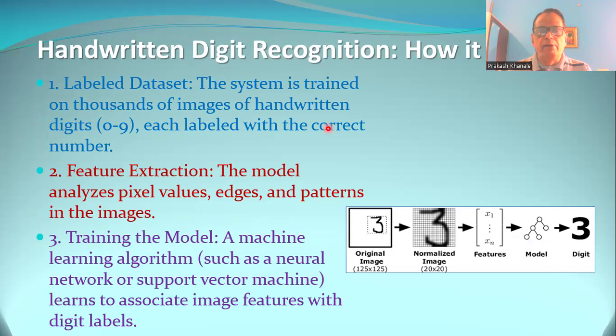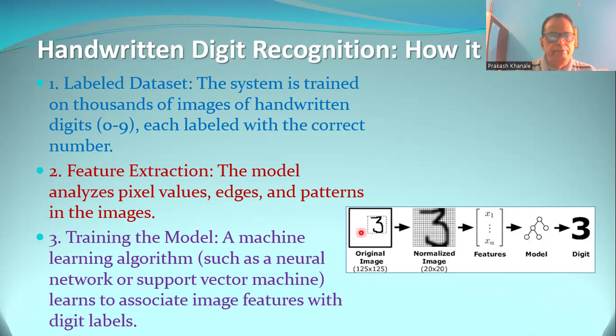Let us have another example which will help us understand supervised machine learning. Suppose we have been given some handwritten digits, and now we want to identify these digits. The system is trained on thousands of images of handwritten digits from 0 to 9, and each is labeled with the correct answer. Every human being writes the digit in their own way, and therefore there is a difference between the images of the handwritten digits. Now thousands of images are collected and trained.